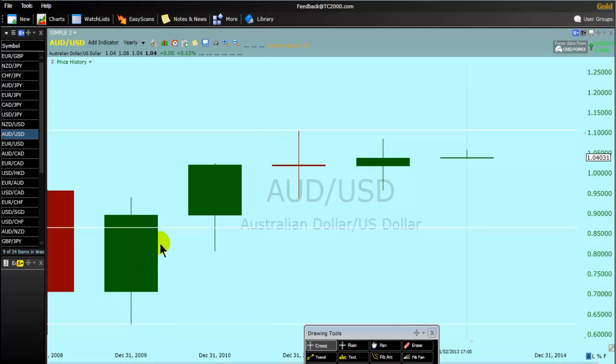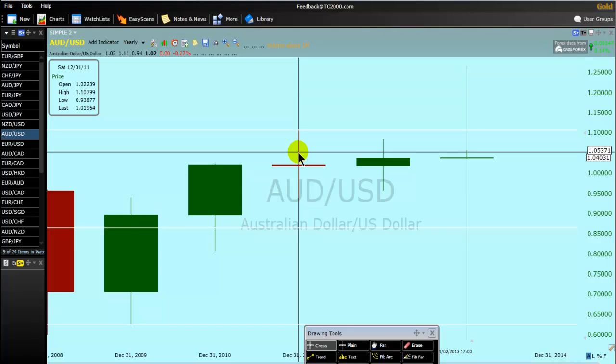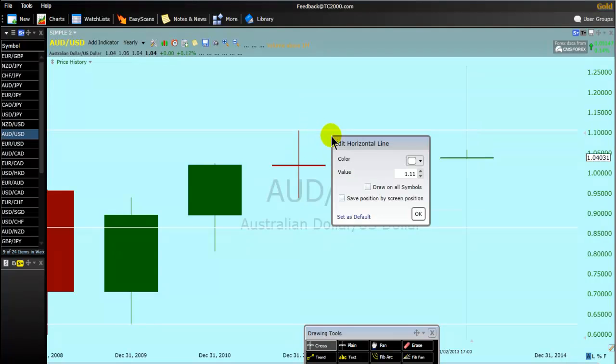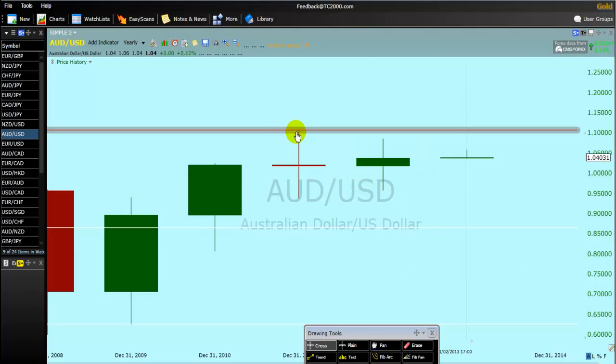Okay, this is 2009, the candle here, 2010, 2011, 2012, 2013. In 2011, the Australian dollar US dollar currency pair went to its highest point. The high in 2011 was at 1.1079. I'll color that line red also. That's the highest point for this currency pair.